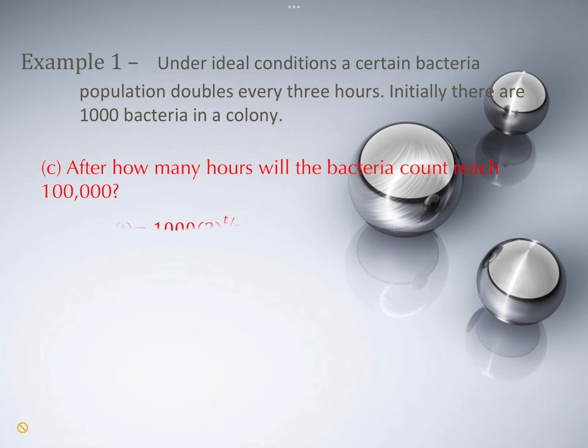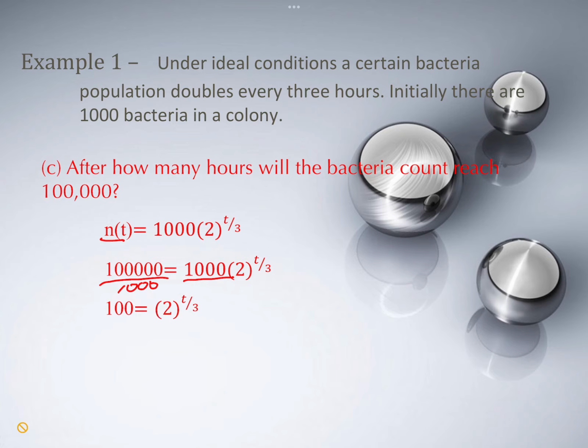So in our formula here, we want to reach 100,000. So that means I'm going to let N of t be 100,000. So we'll have 100,000 equals 1,000 times 2 to the t over 3. Solve it using the methods that we learned in section 4.5. So the first thing we need to do right here is divide by 1,000 on both sides. So we're going to divide by 1,000. So that will give us 100 equals 2 to the t over 3.